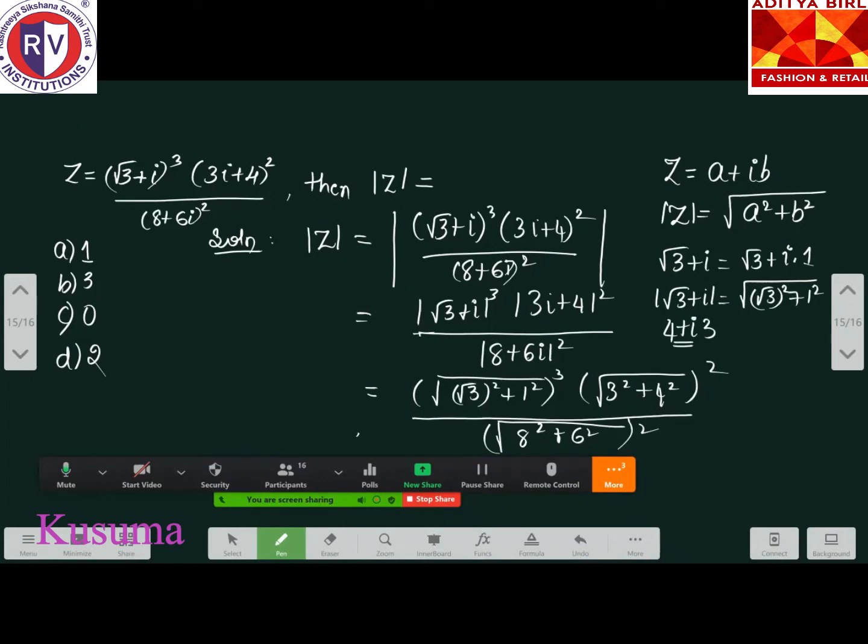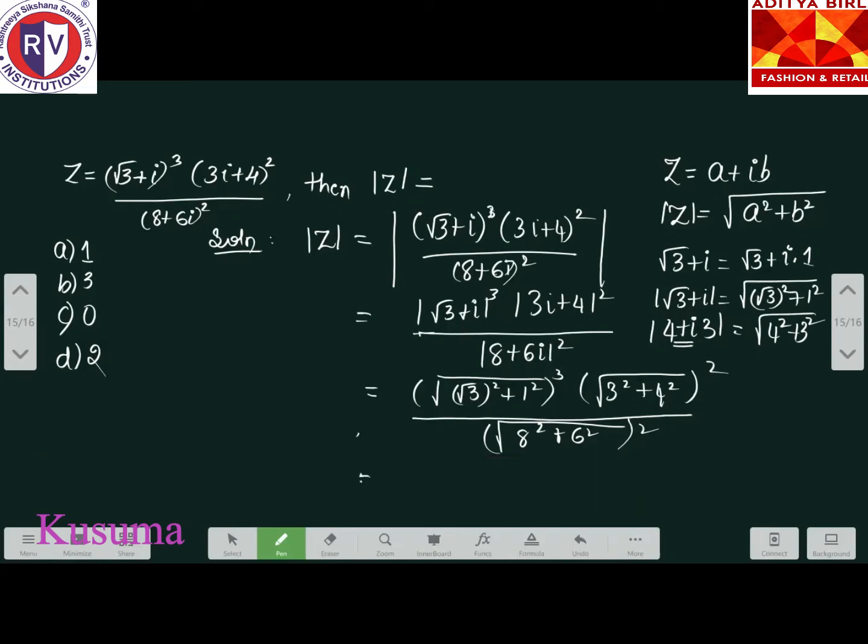All of these numbers are of the form a plus ib. So mod of this, 4 plus i into 3, will be root of 4 square plus 3 square, or it is 3i plus 4, so 3 square plus 4 square. And whatever the powers that are given here, that power is continued as it is. And here in the denominator, it is of the form a plus ib, that is 8 plus 6i. So mod of this number will be root of 8 square plus 6 square.